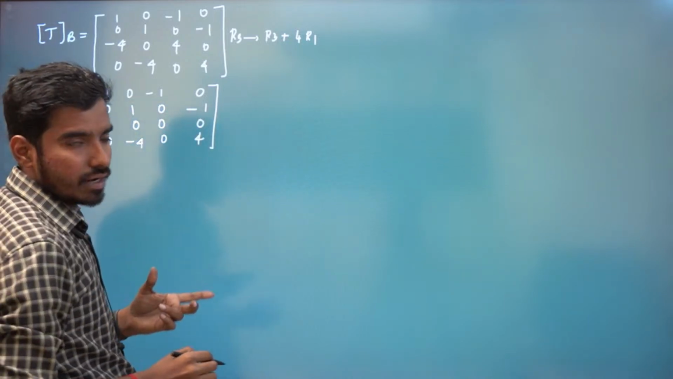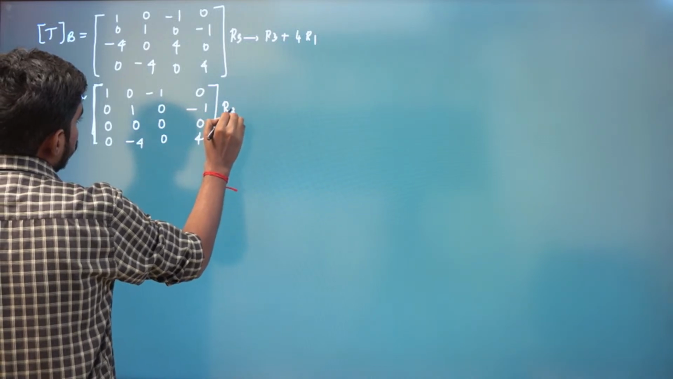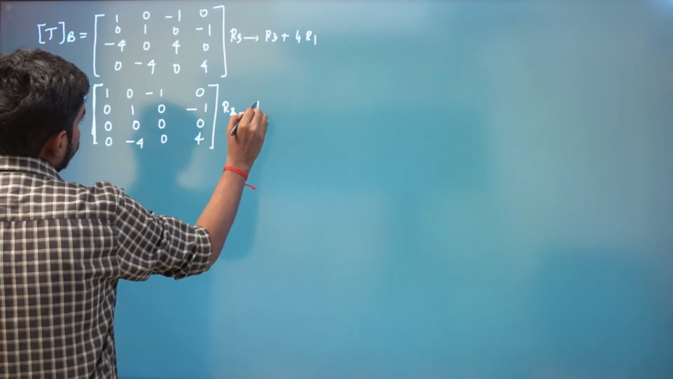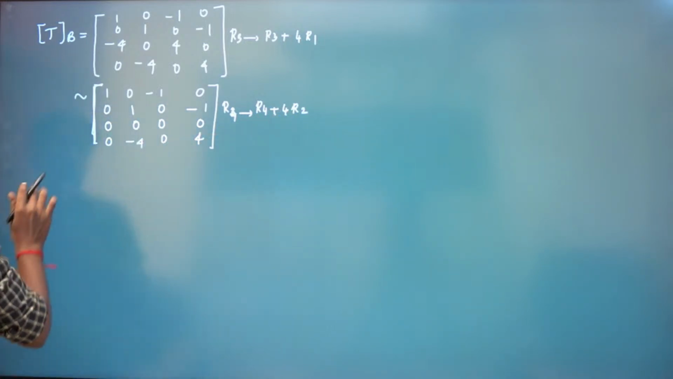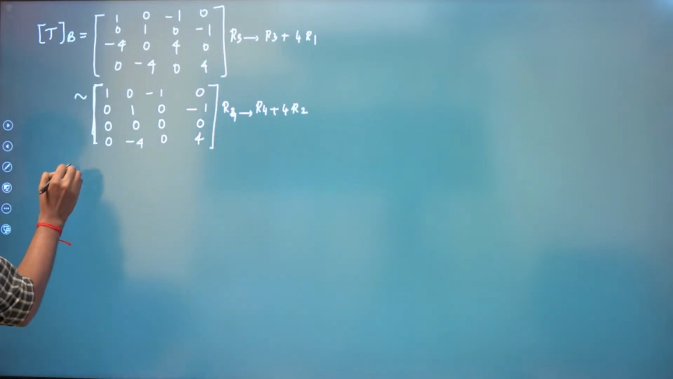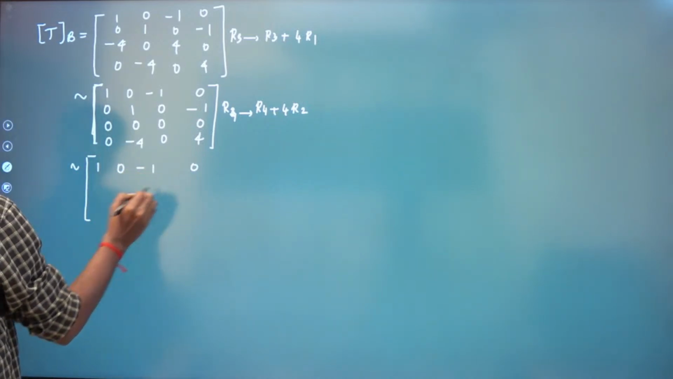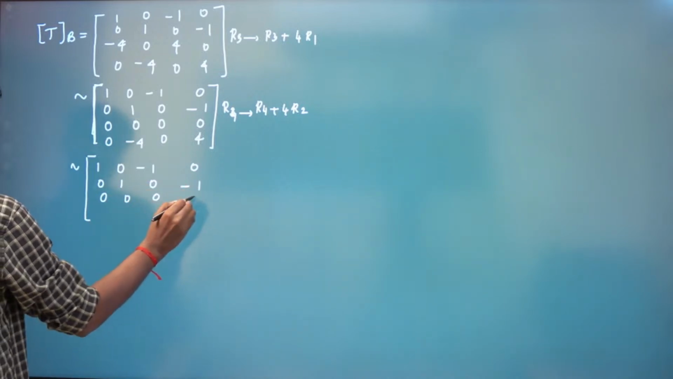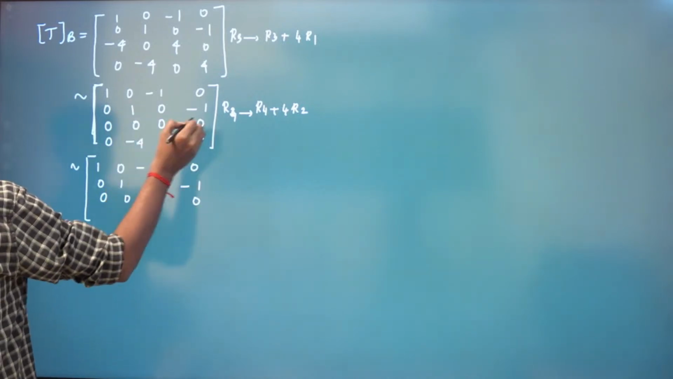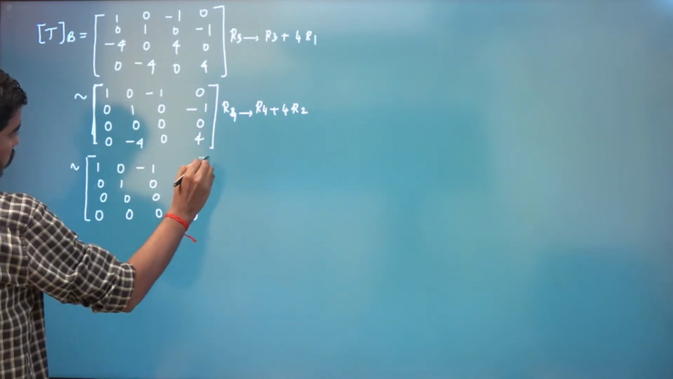I'm finding the rank, right? Reducing to row echelon form. So R4 is transformed to R4 plus 4 times R2. Now this will be 1 0 minus 1 0, 0 1 0 minus 1. This is already a 0 row. You multiply by 4 and then you add. It will become 0 0 0 0.